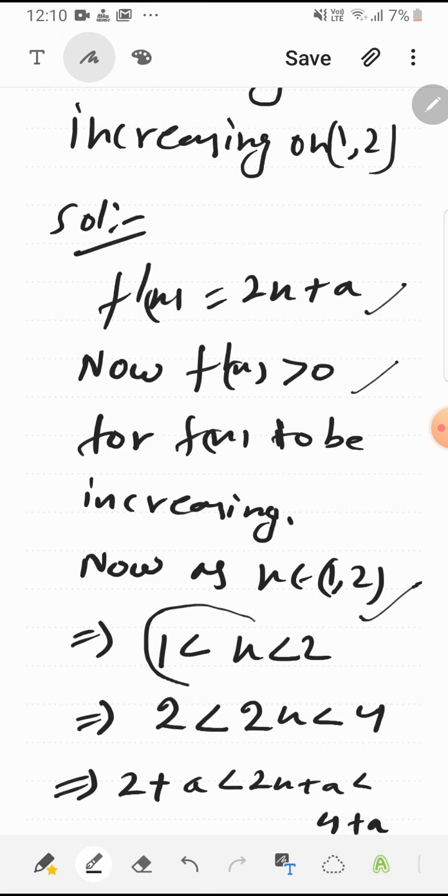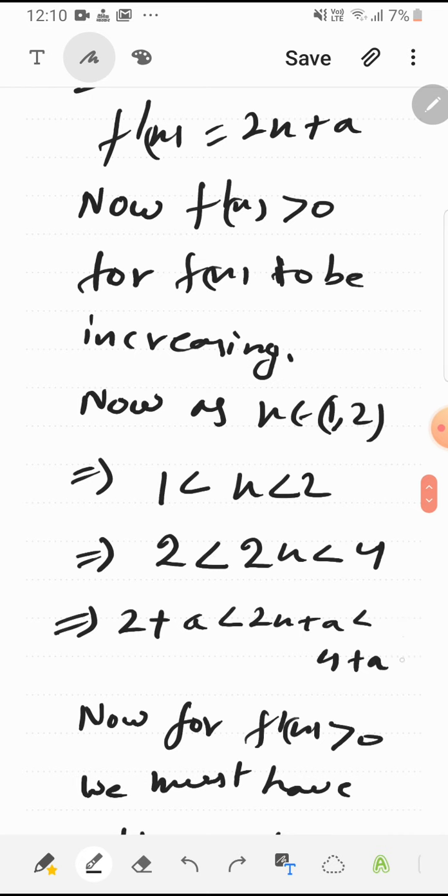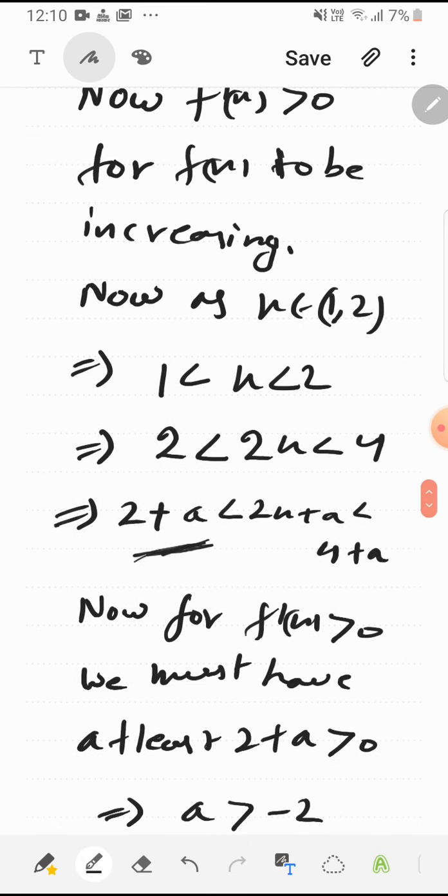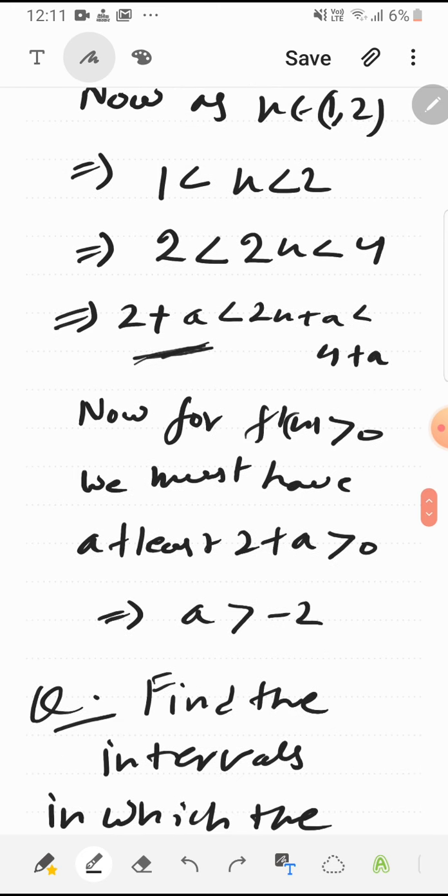Now I have to bring the derivative here. How? Obviously, I will multiply the whole inequality by 2, then I'll add a to the whole inequality. Now 2x plus a means derivative. That means we can understand 2 plus a is the minimum value for the derivative. As the derivative must be greater than 0, 2 plus a must be greater than 0, that means a greater than minus 2. So the least value you can say is minus 2, because any value more than that makes the derivative positive, or the function increasing.